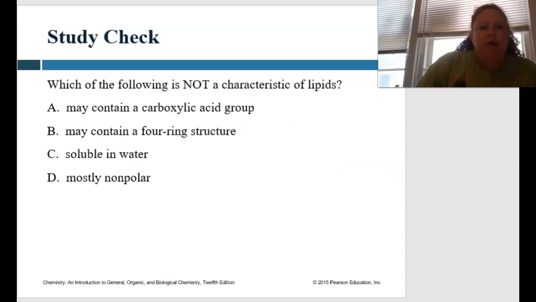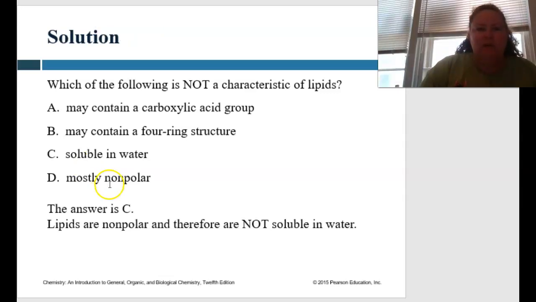Okay? So which of the following is not a characteristic of a lipid? Pause me and come back. Well, the answer is C, because lipids are nonpolar, meaning hydrophobic, and therefore they are not soluble in water.